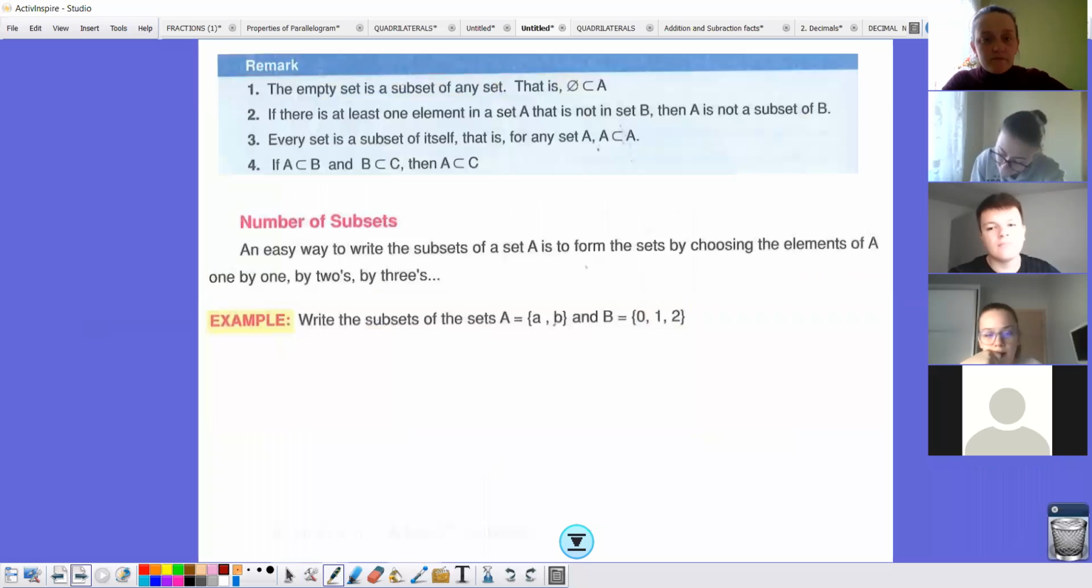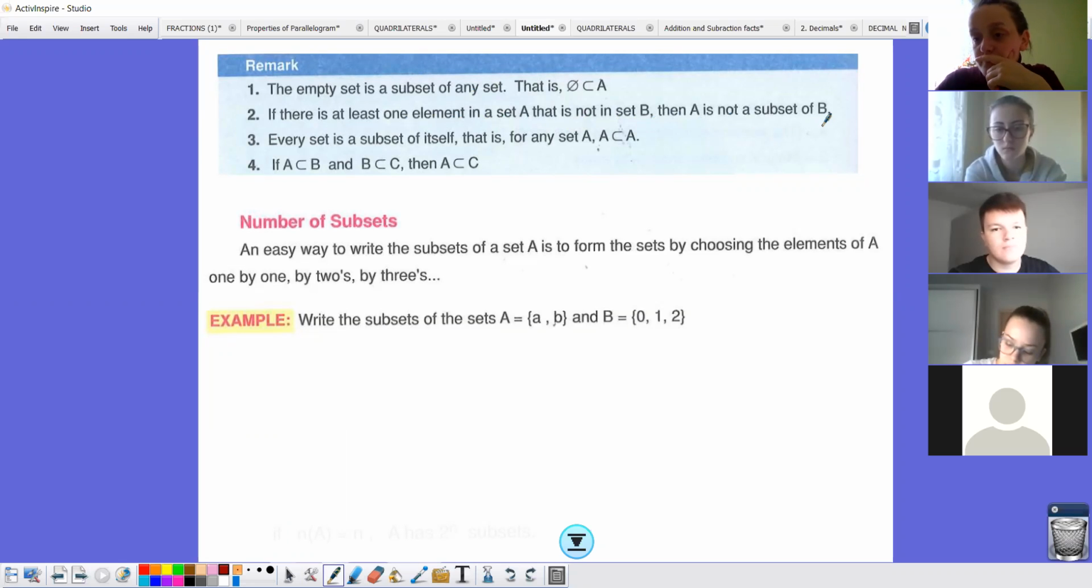Now here we have some important points for subsets. The empty set is a subset of any set, so you can count an empty set as a subset of any set. If there is at least one element in a set A that is not in set B, then A is not a subset of B.